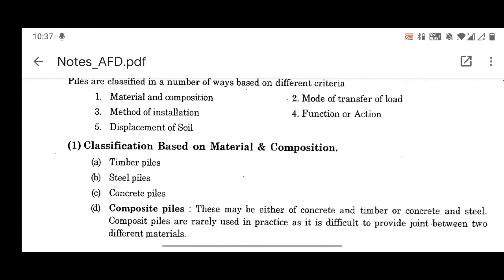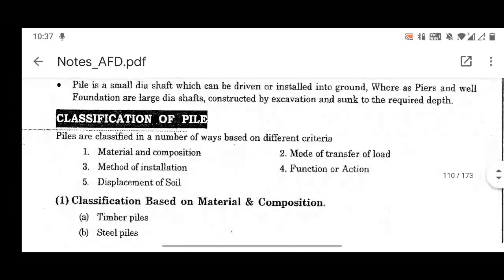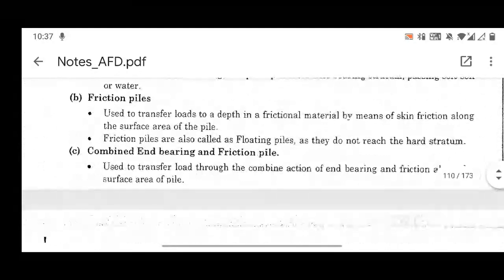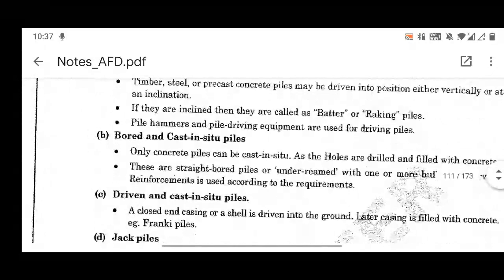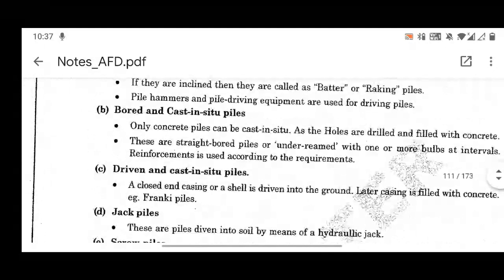Method of installation. Method of installation means either it can be driven pile, bored pile, or bored cast in situ pile, and like jack piles and screw piles. These piles basically come under the method of installation. Then function or action. So today we'll discuss the function and action.